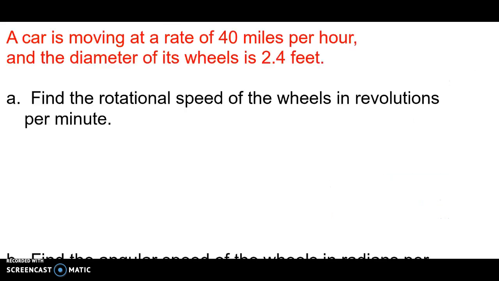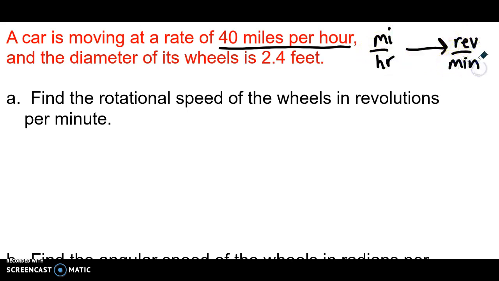All right, so let's put this into practice. It says here, a car is moving at a rate of 40 miles per hour. The diameter of its wheel is 2.4 feet. So what we want to do is find the rotational speed of the wheel in revolutions per minute. Okay, so note here, this right now is given to us in linear speed, miles per hour. We're trying to convert this to rotational speed. So we want to go all the way from miles per hour, do all kinds of conversions to make this into revolutions per minute. Okay.